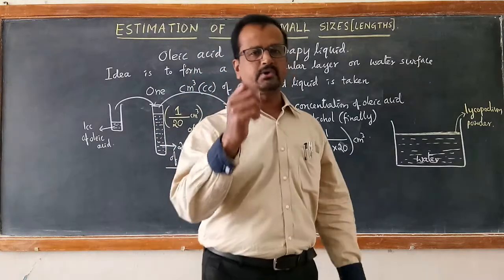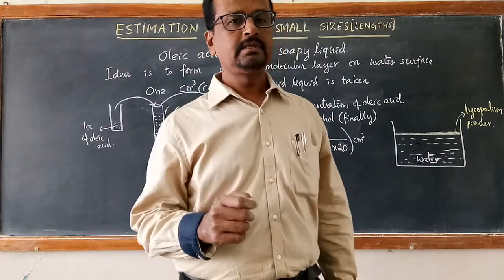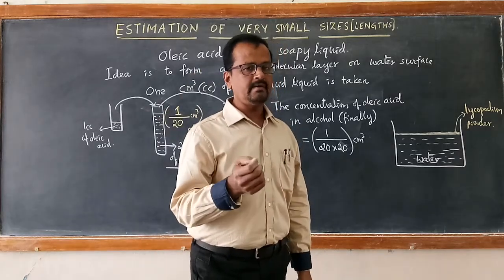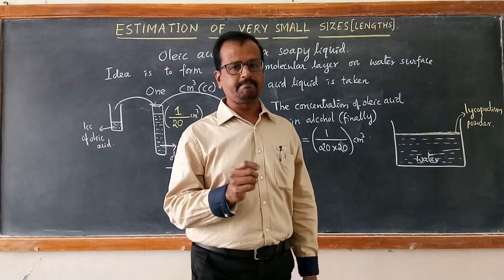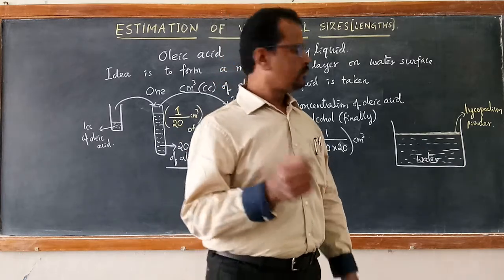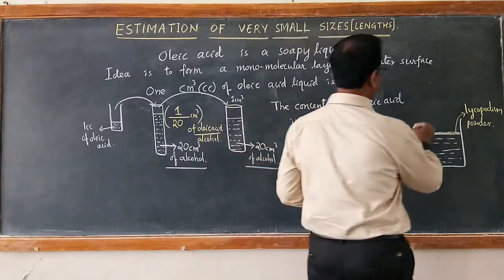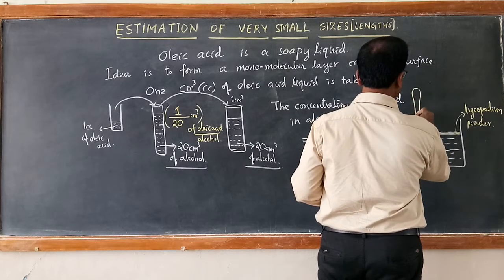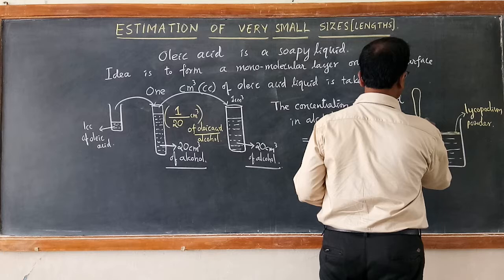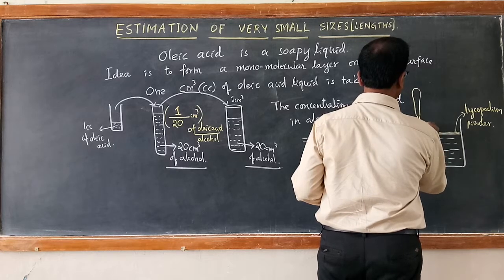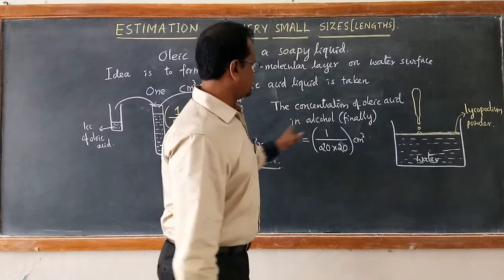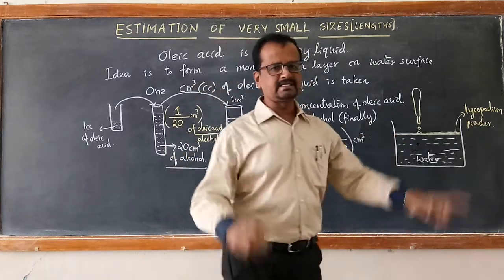And how many drops you are adding, you must count it. Suppose you are adding 2 drops. What is the volume of each drop, you must be knowing. So suppose you are dropping, this is dropper, just symbolically I am showing dropper. Drop by drop you are adding, let us say one drop.